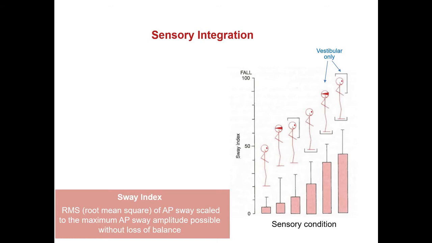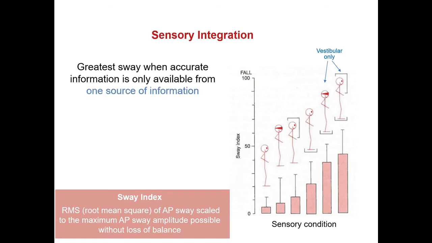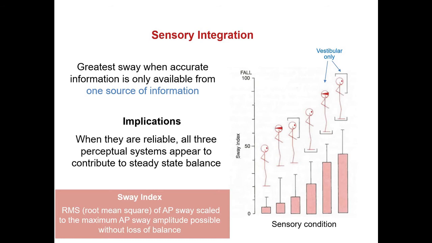As we look at the amount of sway we see across these different conditions, we can see that the body sways the most when accurate information is only available from one source of information. Another takeaway message from these results is that visual, vestibular, and somatosensory systems all appear to make useful and significant contributions to steady-state balance.